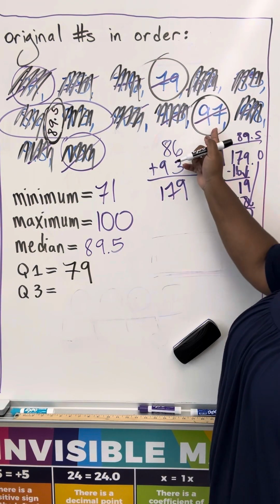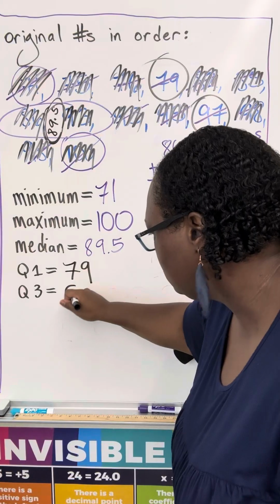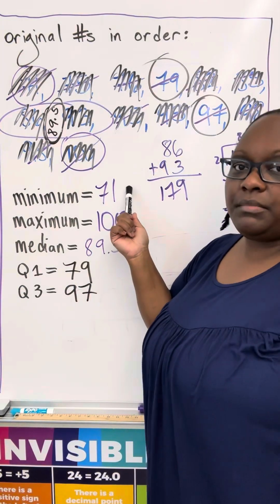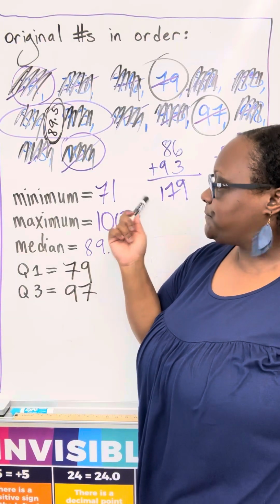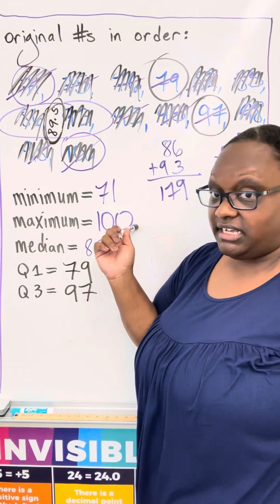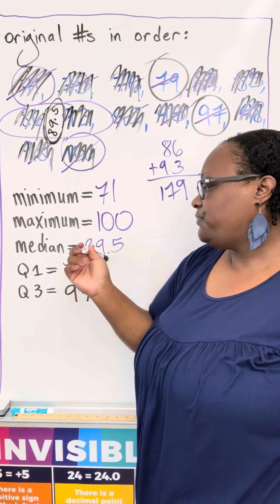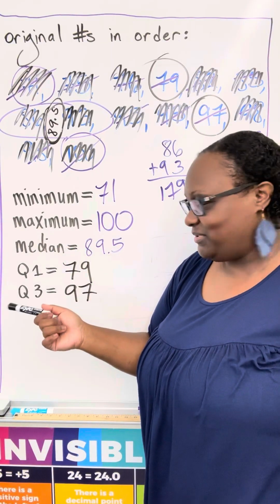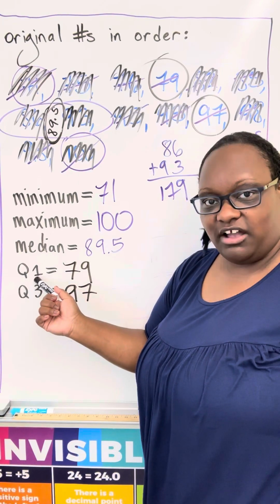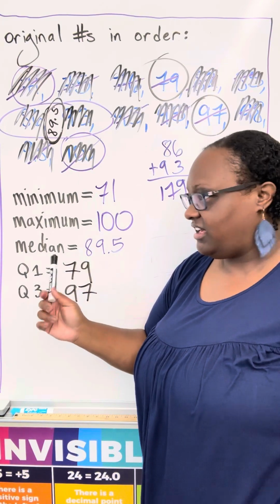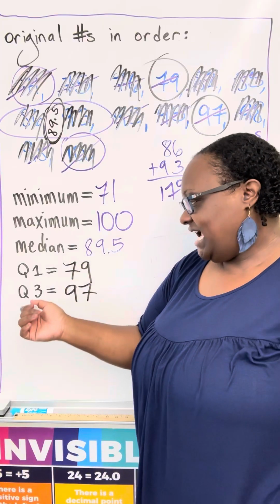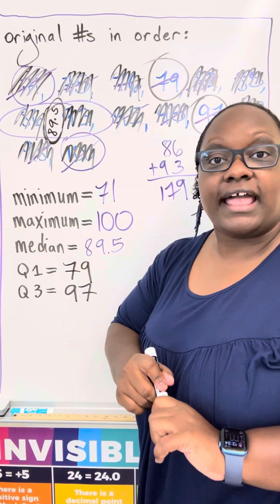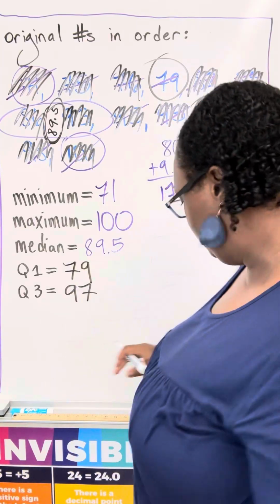All right, 97. So I have the minimum number, the smallest number in this data set, the biggest number in this data set, the middle number, the middle of the smaller numbers, and the middle of the bigger numbers. So Q1, quartile 1, is pretty much the end of that first quarter of data. And then this is the end of that third quarter of data. And we now draw it as what we call a box plot.